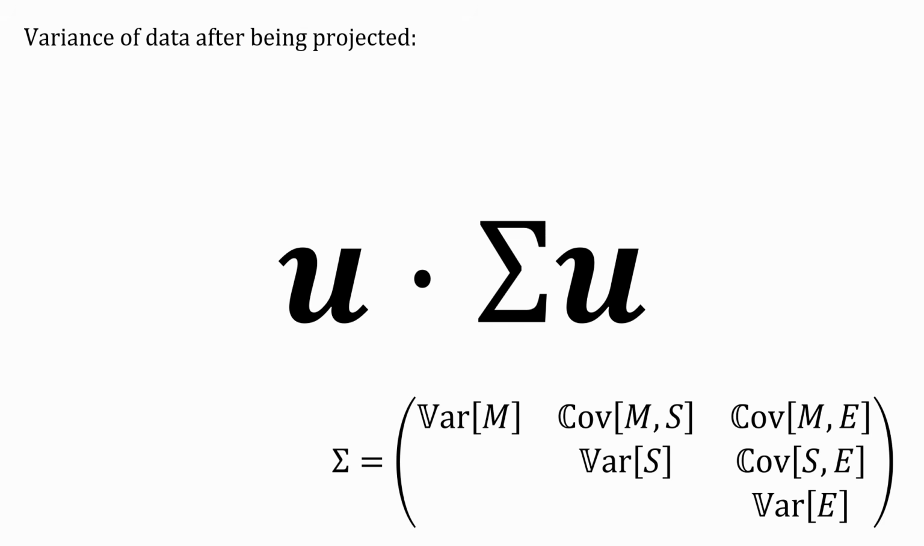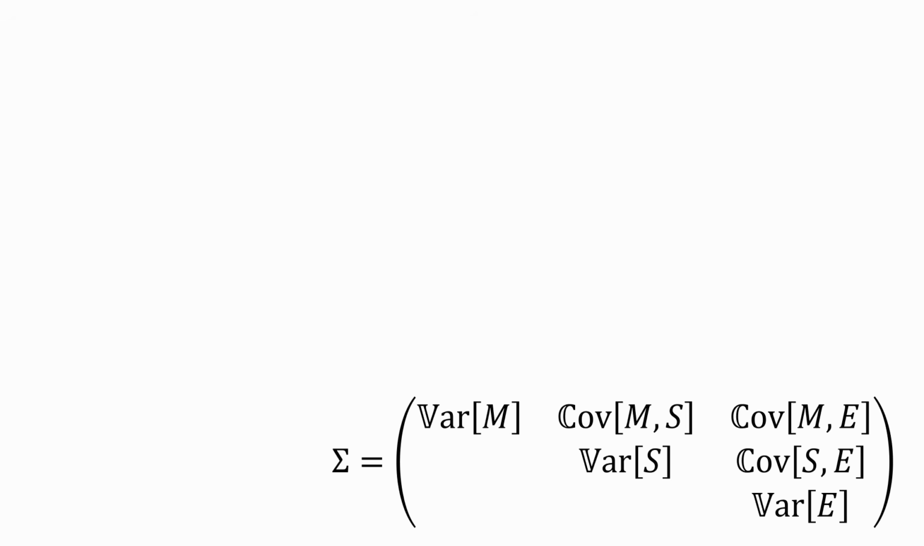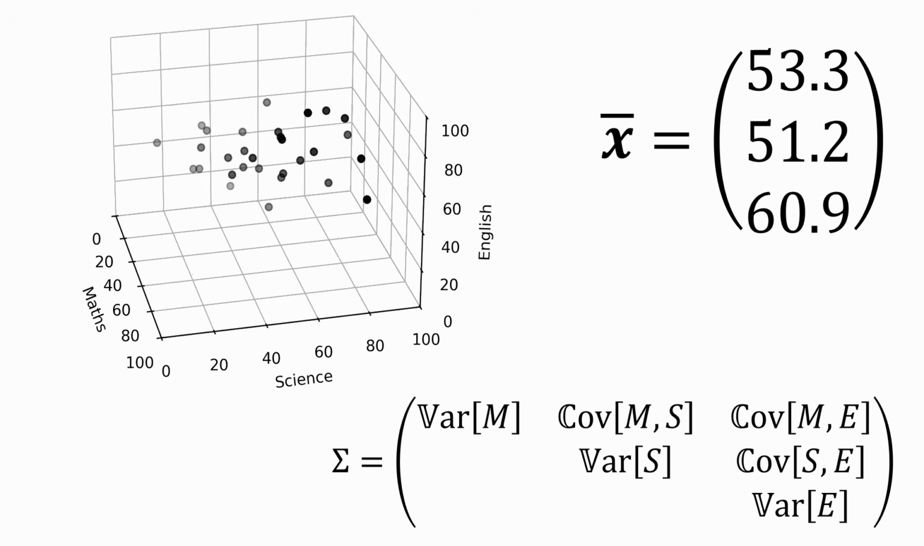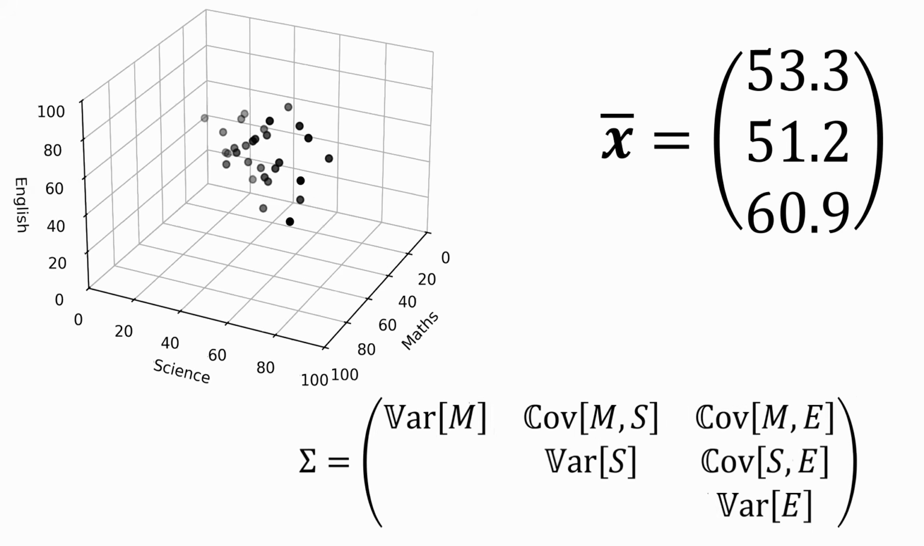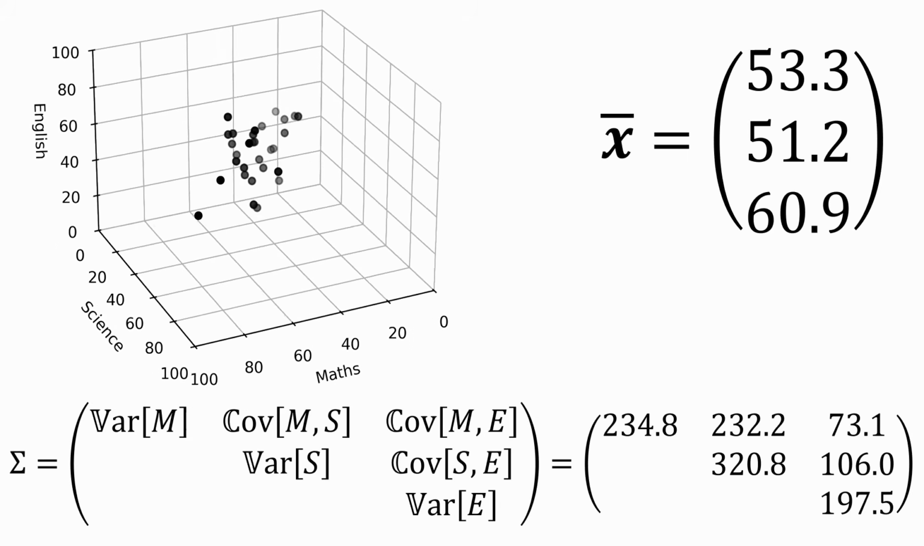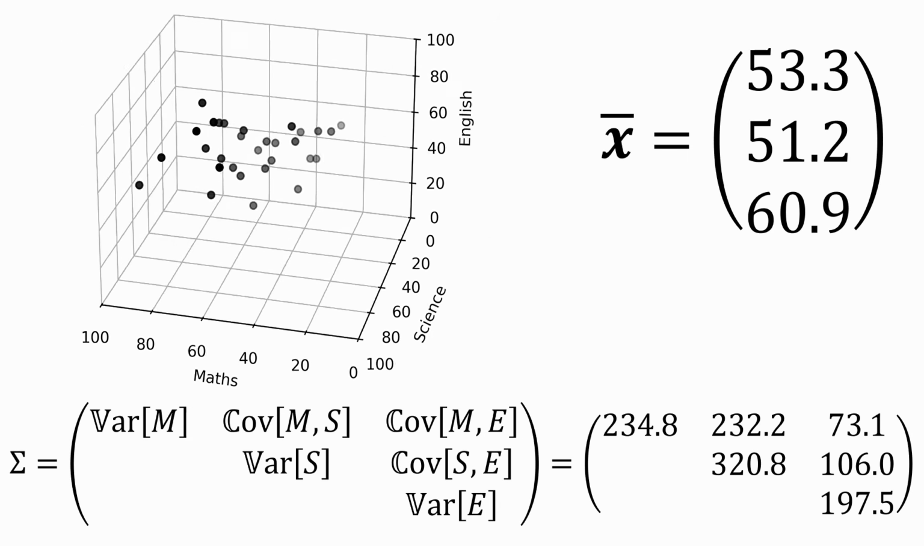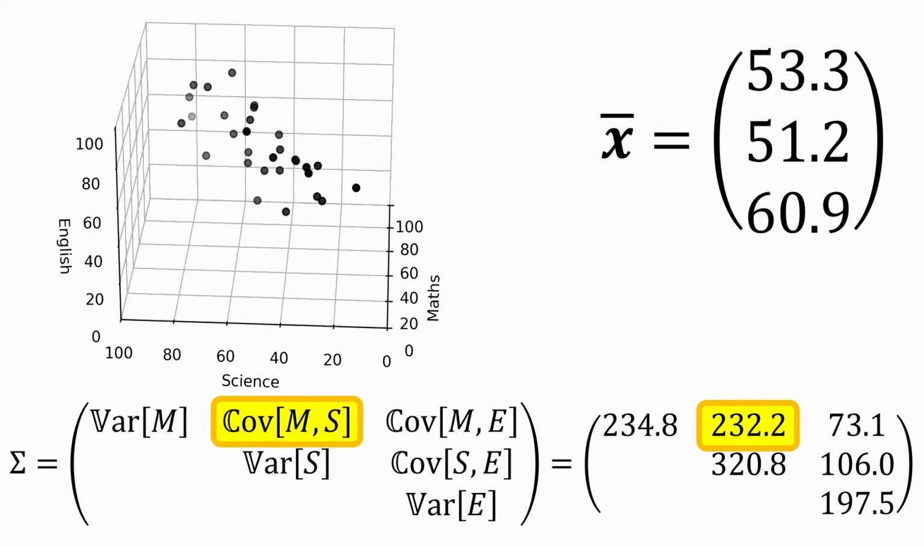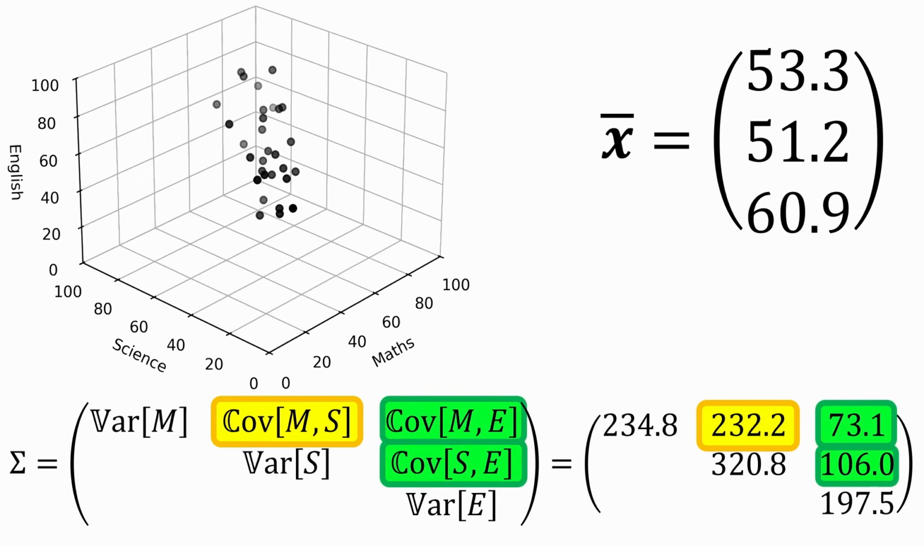The variances along the diagonal of this matrix tell us how spread out each individual test was, and the other 3 elements, the 3 covariances, tell us how the scores relate to each other. Returning to our original set of data, we can compute the variance matrix by simply calculating the variances of each test and the covariances between each pair of tests. Notice how the covariance between maths and science, 232.2, is bigger than either of the other 2 covariances.